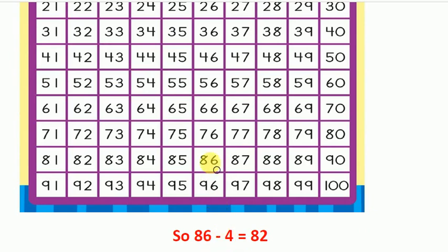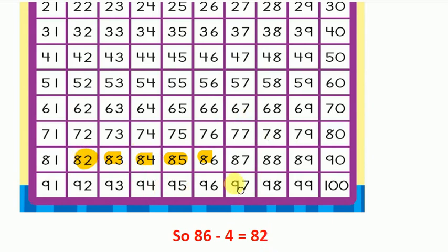86 minus 4. So start with the bigger number, that is 86. Now find where 86 is in this 100 chart. It is here. So start from here and move 4 steps. Move as many steps as the smaller number. The smaller number here is 4. So you have to move 4 steps towards the left of the chart. So this is the left side. So 4 steps. 1, 2, 3 and 4. So which number did you reach, children? You reach 82. So 82 is the answer.